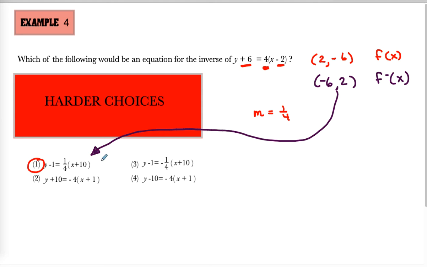Does negative 6, 2 work in that choice 1? Well, the y value is 2 minus 1. Does that equal 1/4 the x value plus 10? 2 minus 1 is 1. Negative 6 plus 10 is 4. 1/4 of 4 is 1. Yes, it does work.